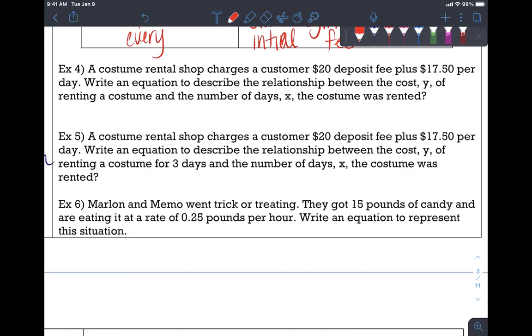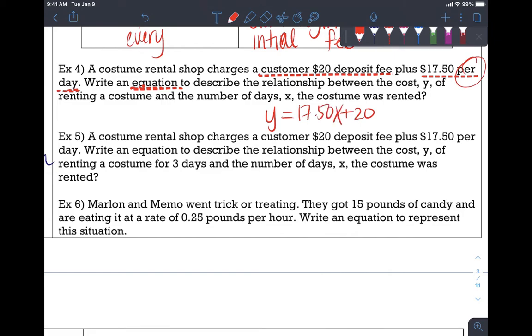A costume rental shop charges the customer a $20 deposit fee plus $17.50 per day. Write the equation to describe the relationship between the cost, y, of renting a costume and the number of days, x, the costume was rented. All right, so first thing I see that this is $20 fee. That's a one-time thing. That's going to be a y-intercept. $17.50 per day.